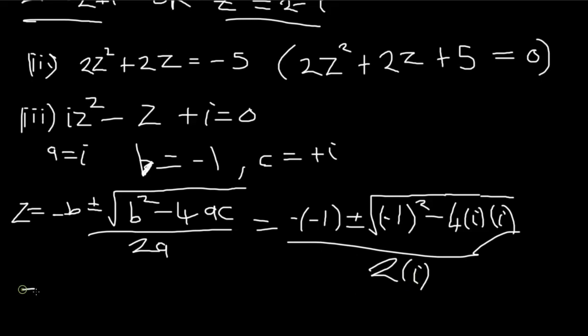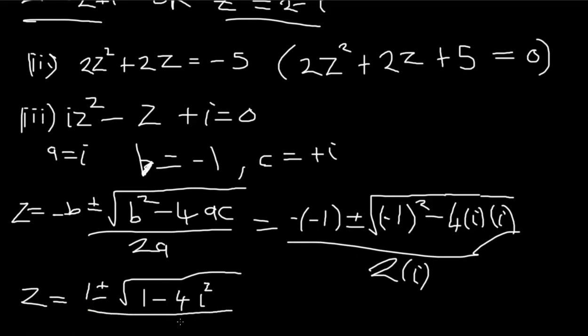And then z is equal to, just simplify that now, negative times -1, I'm getting a +1, plus or minus the square root of the -1 squared, which is +1. Then we check, okay, let me just write it, -4, this is i times i, it will be i squared. So i times i will be i squared over 2 times i, which is 2i.